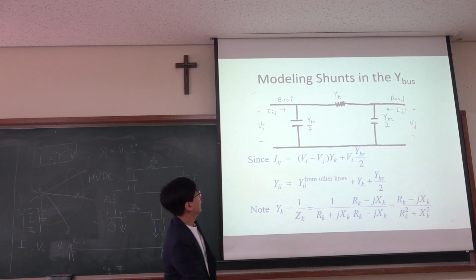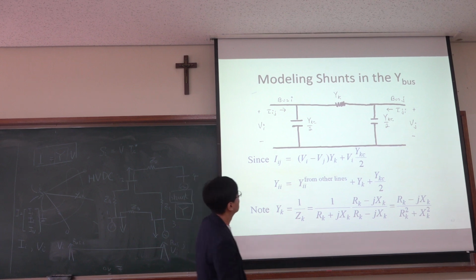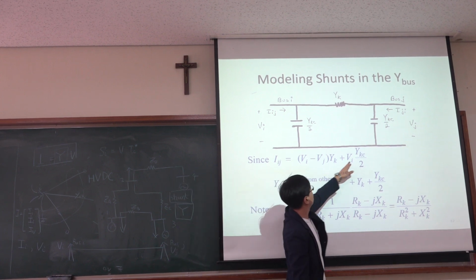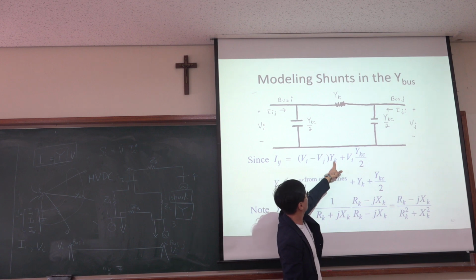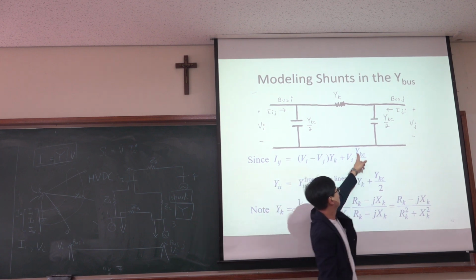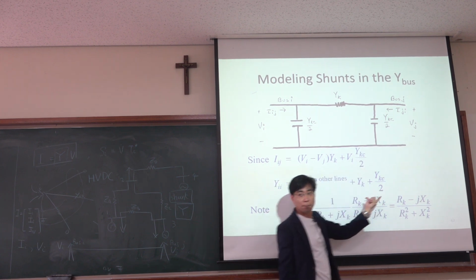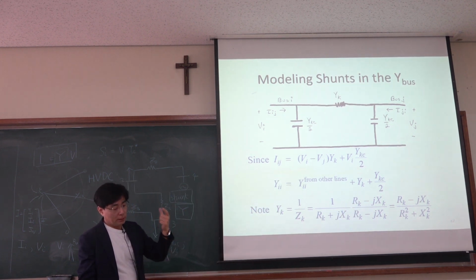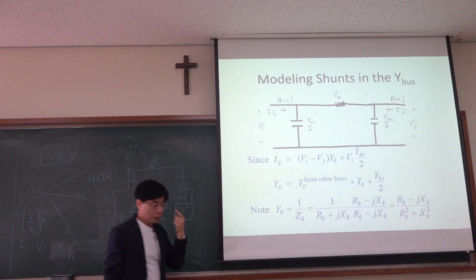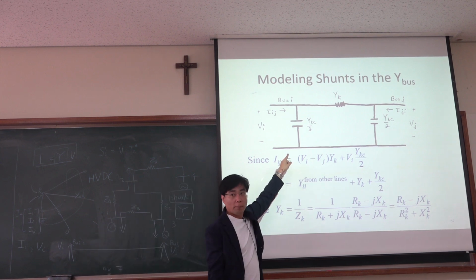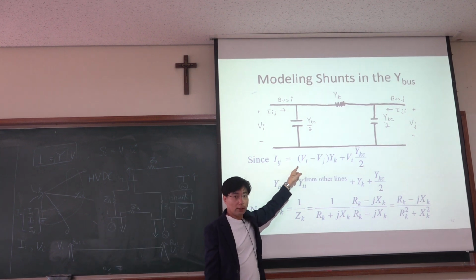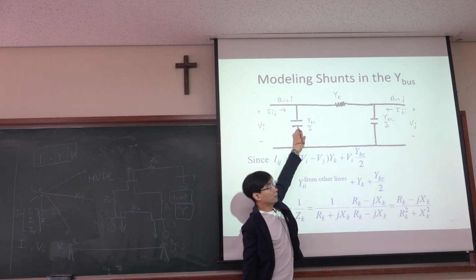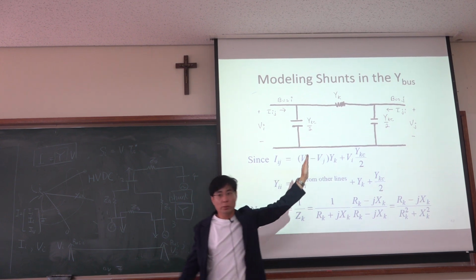So that means for Vi and Vi, originally we have Yk, but you need to put this part here as well. So when you compute the bus admittance matrix, you also need to consider this shunt capacitance. In the ideal case, we do not have this shunt capacitance, but in reality, we have the components.